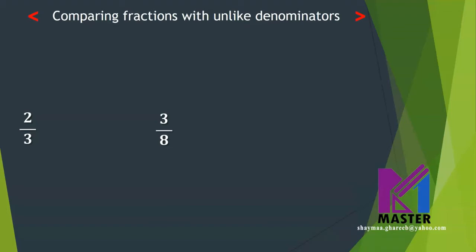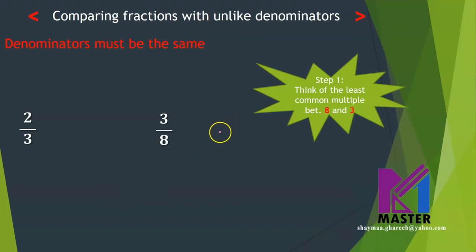Comparing fractions with unlike denominators. If I have two fractions, 2 over 3 and 3 over 8, what did we say? Denominators must be the same. So I will think of a common multiple between the 8 and the 3. How? By recalling the multiples of the biggest number, which is the 8. 8, is it a multiple of 3? No. Then 16, is it a multiple of 3? No. Then 24, is it a multiple of 3? Yes. So this will be our least common multiple.